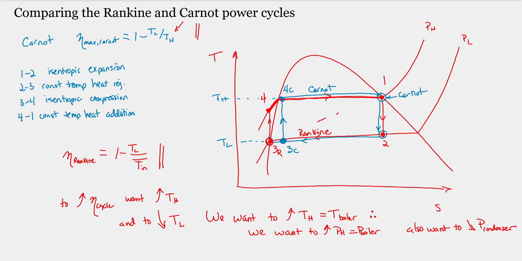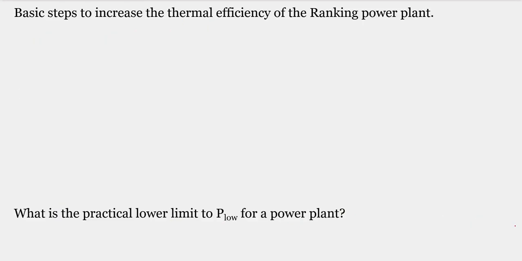These are really good practical operating strategies. To improve the performance, the cycle efficiency of our Rankine or Carnot cycle, we want to do the same thing. We want to spread those two temperatures as far apart as possible, which really is saying spread the operating pressures of those two processes as far apart as possible. Okay, so we have a strategy for how to improve the thermal efficiency of the power plant. We've already said those two key things. We want to increase the operating pressure of the boiler, and we want to decrease the operating pressure of the condenser.